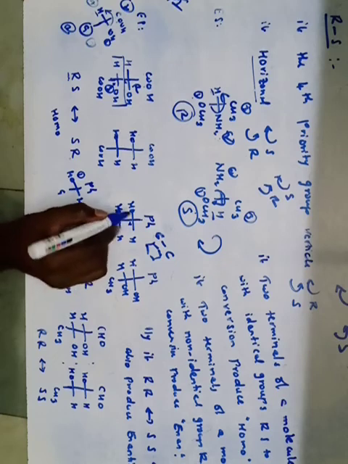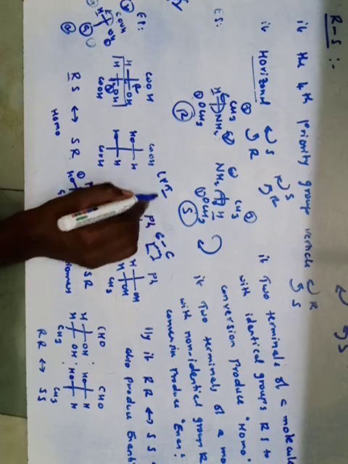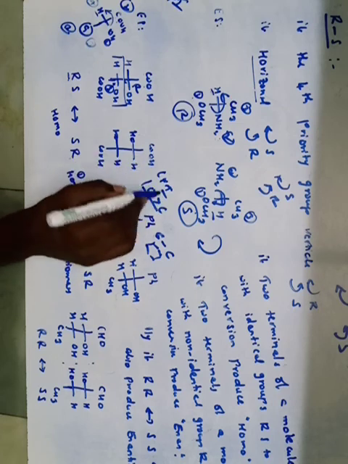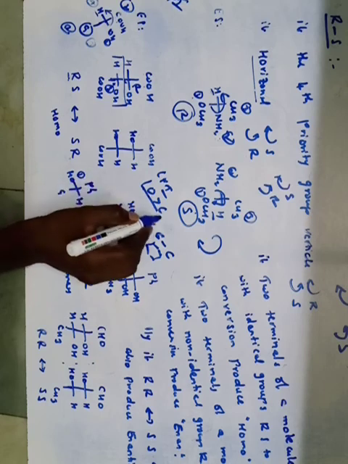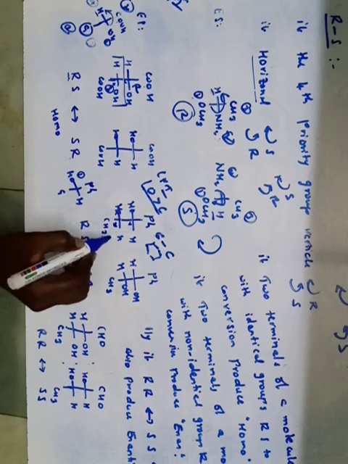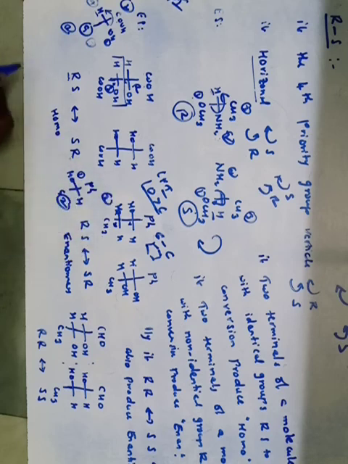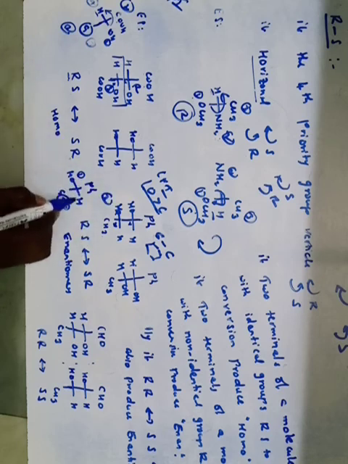So priority according to CIP rules, oxygen will have more priority than carbon. So the OH group will have second priority, then the phenyl ring has third priority. So you have to give the priorities.